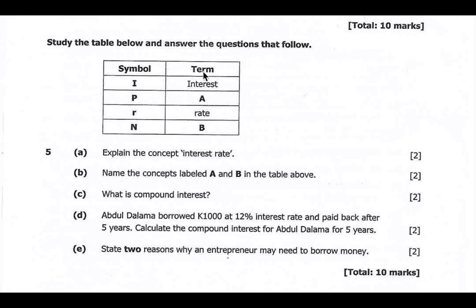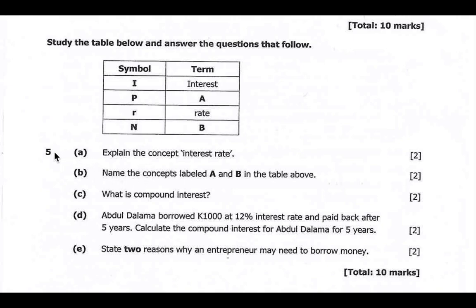So we have a symbol, term, and then here we have interest, and then here we have principal, like we know principal. And then here we have rate, and then here we have time. Time is given by N. N stands for time taken. So therefore we have this.